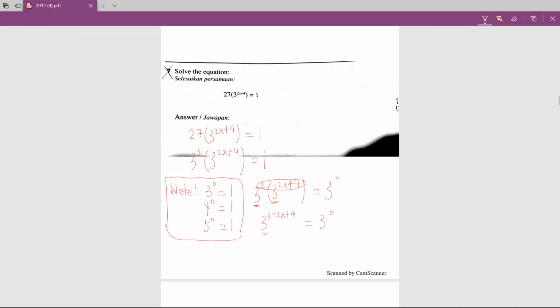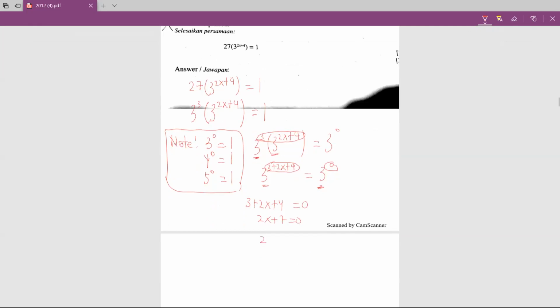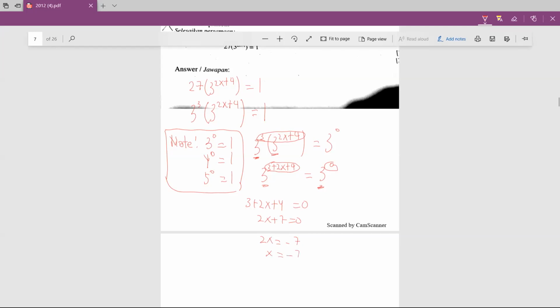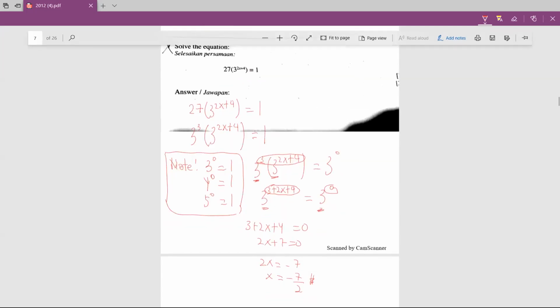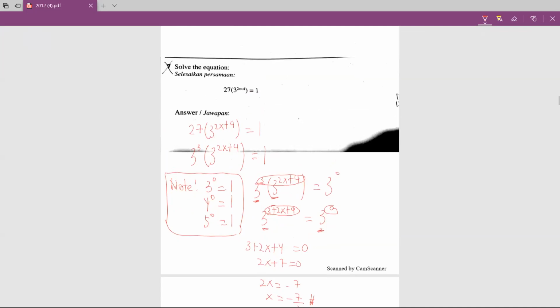Right. Same base, only equate the power to get the answer. So 3 plus 2x plus 4 equals to 0. Okay. Then we get 2x plus 7 equals to 0. And then we have 2x equals to minus 7. X equals to minus 7 over 2. Finish. That's all. Soalan simple. Very simple, very straightforward question.